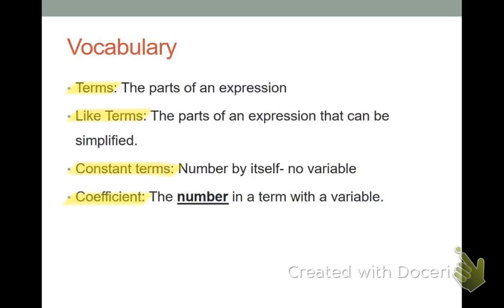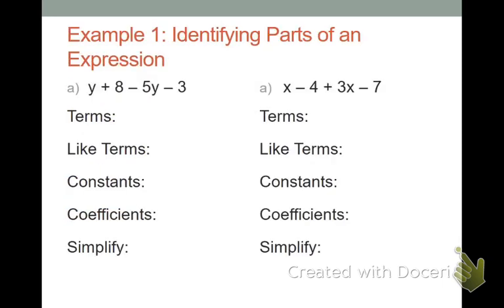Constant terms are just the number by itself with no variable, and coefficients are the number portion of a term with a variable. We'll talk more about each one of these in the next slide, but for now, just jot down these terms real quick. All right, so in example 1, we're going to identify each part of the expression. This would be a pretty common question that you would see potentially on a quiz or a test, where you're going to break down what are the terms, what are the like terms, the constants, the coefficients, and then at the very end we're going to simplify.